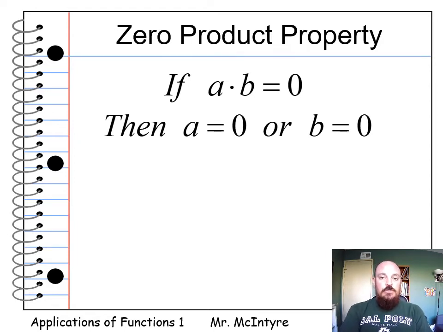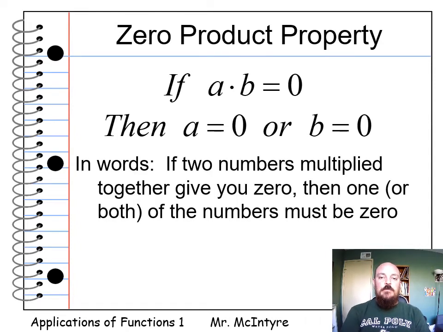It says if you have two numbers, we'll call them A and B for now because they can be anything. If A times B equals 0, then either A is 0 or B is 0, or possibly both, but at least one of those numbers has to be 0. So 0 is kind of a special number, it's the only one this works for, but it says if you multiply two numbers together and the answer is 0, then at least one of those numbers had to be 0. That's the only way that can happen.